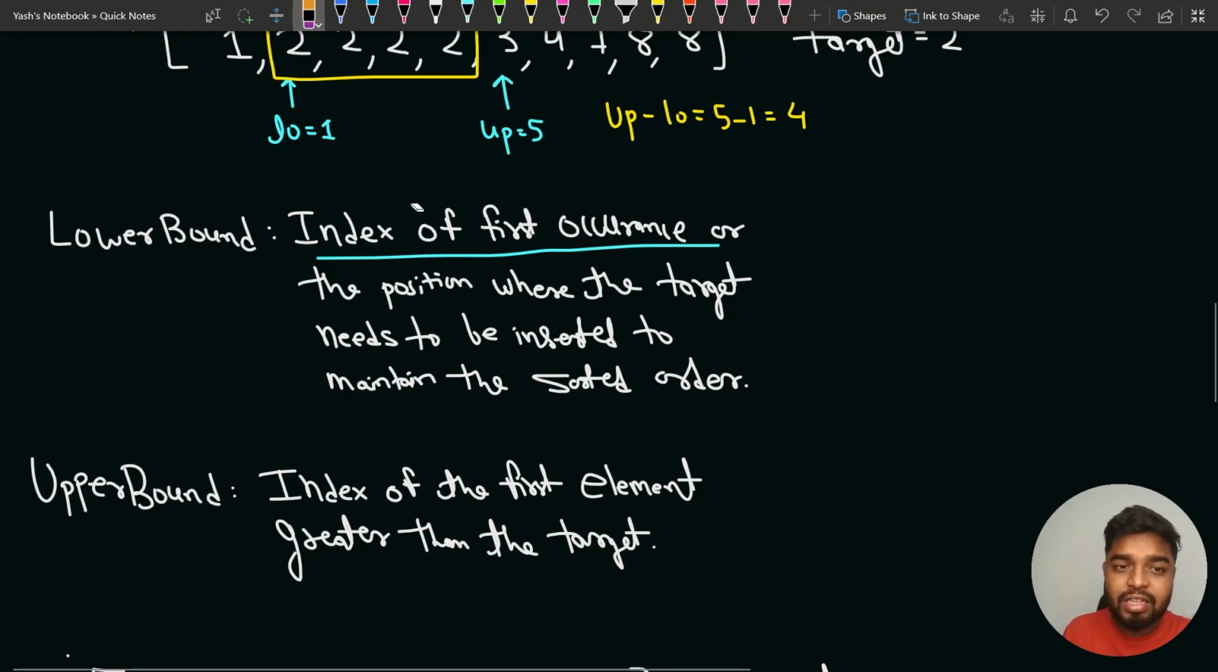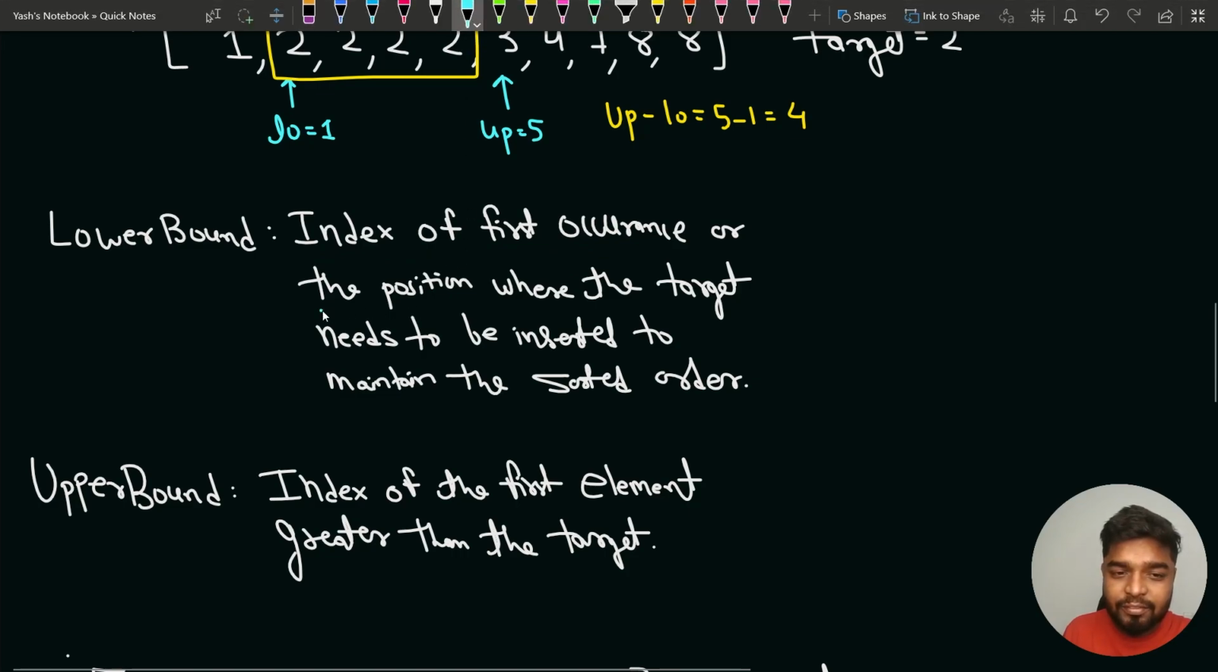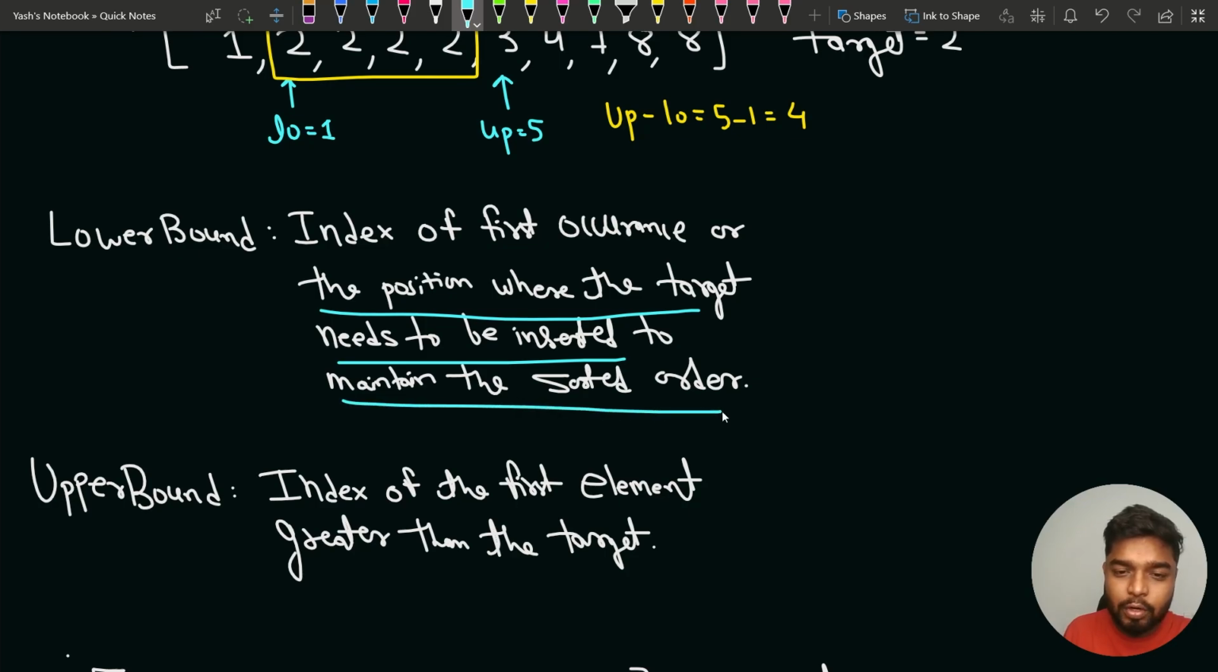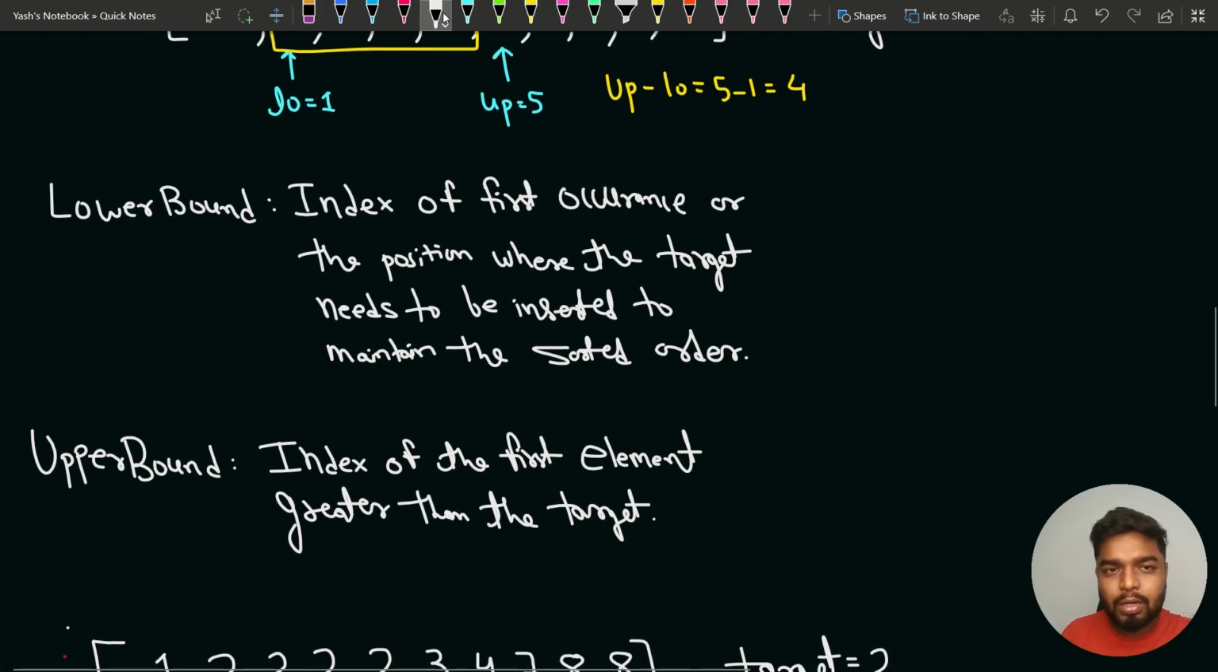Suppose sometimes the target element might not be present in the array, then what does it give? Then it gives the very first position where we need to insert the element to maintain the sorted order. So this is one unique thing about lower bound: if the element is not present, it will give the index where we should insert the target element so that we can maintain the sorted order. What does the upper bound do? Upper bound will give us the index of the first element that is greater than the given target element.